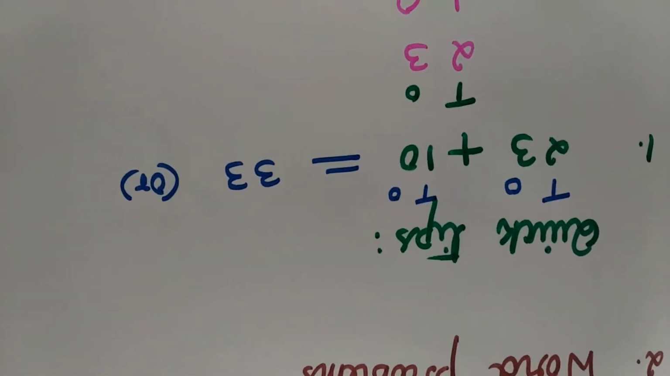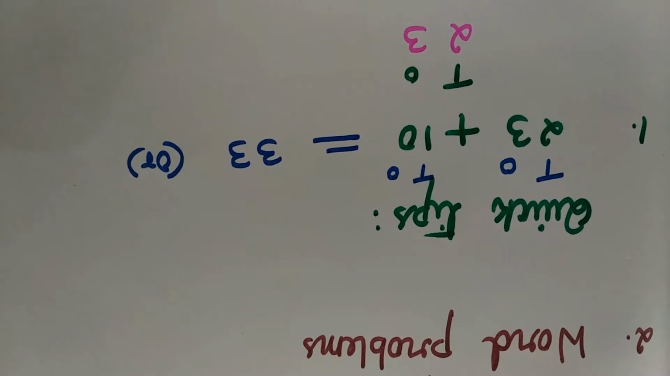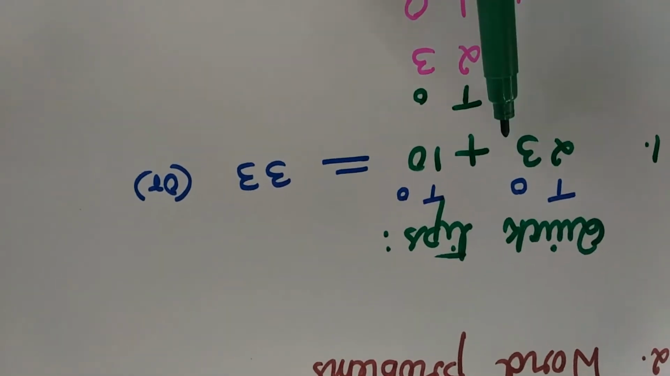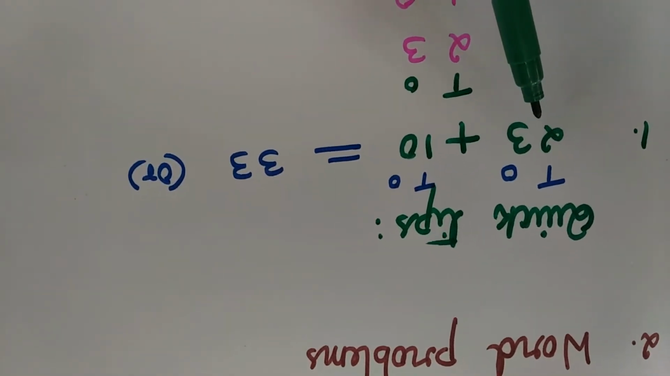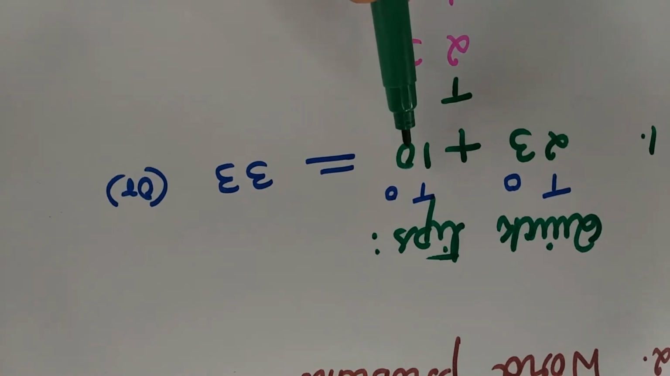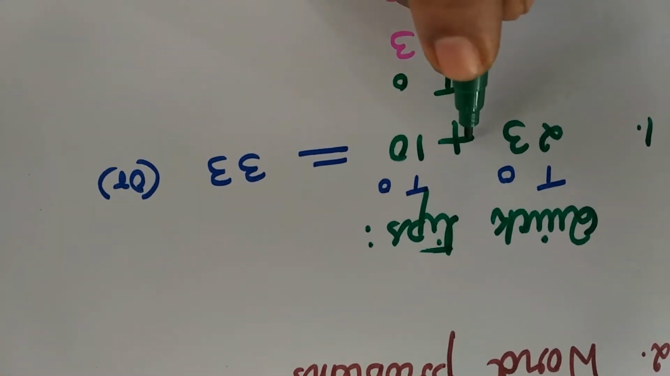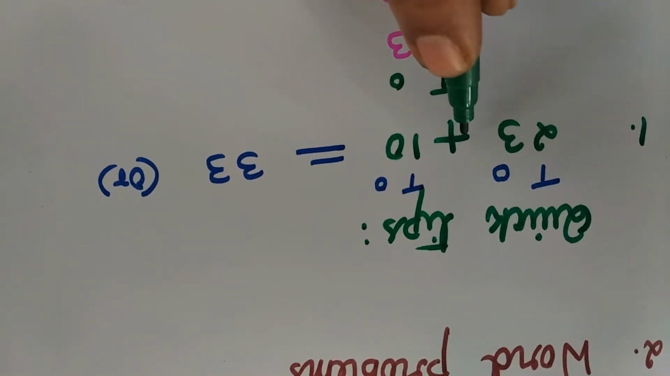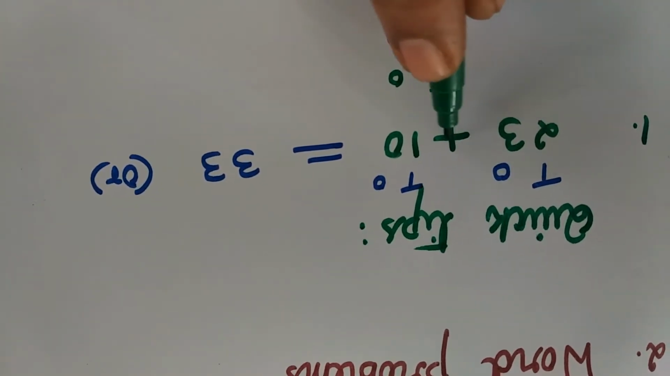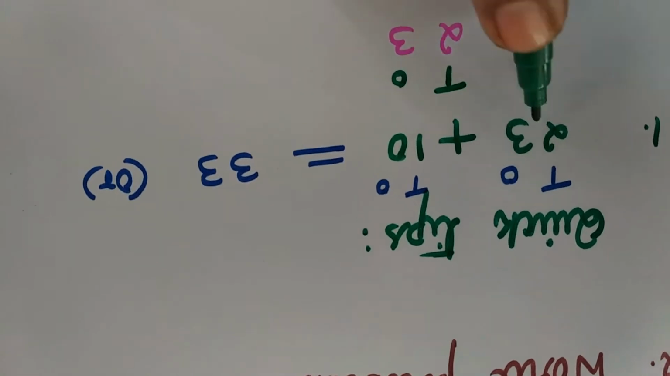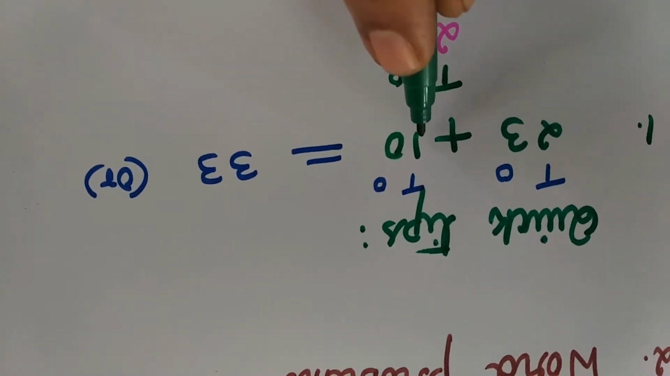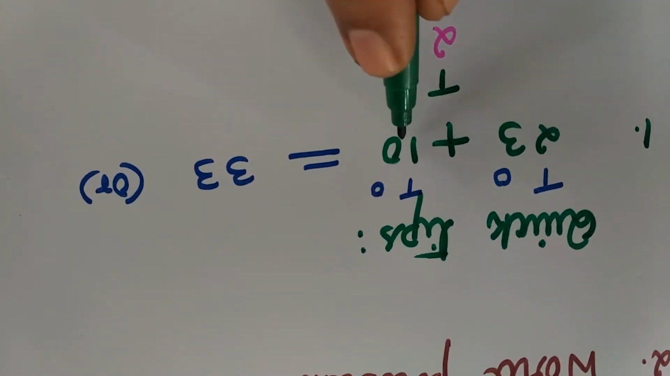Listen here children. We are going to see quick tips. Okay. See the first sum. We are going to add the number 23 plus 10. Okay. We are going to add these two numbers. See what is the symbol they have given? Yes. Plus symbol. That means addition. So we are going to do the addition.